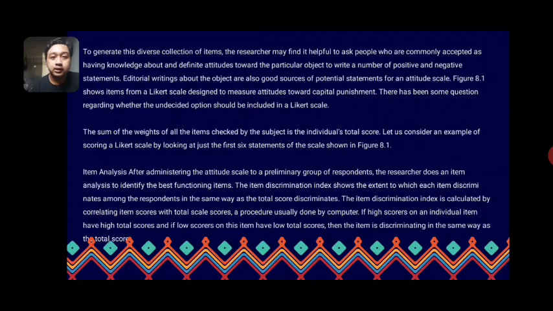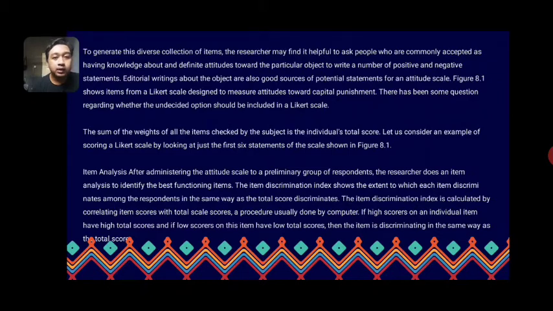To generate the diverse collection of terms, the researcher may find it helpful to ask people who are commonly expected to have knowledge about, or a definite attitude toward, the particular object to write a number of positive and negative statements. Editorials written about the object are also a good source of potential statements for an attitude scale.